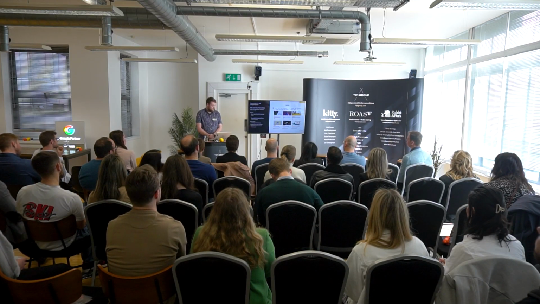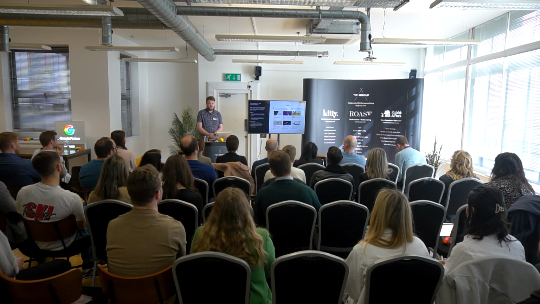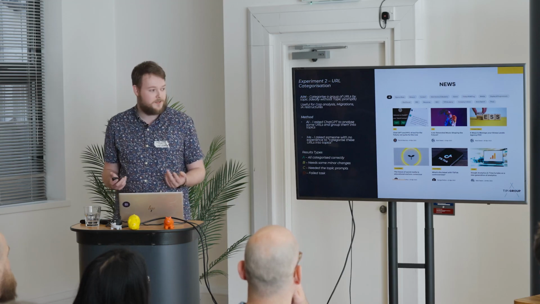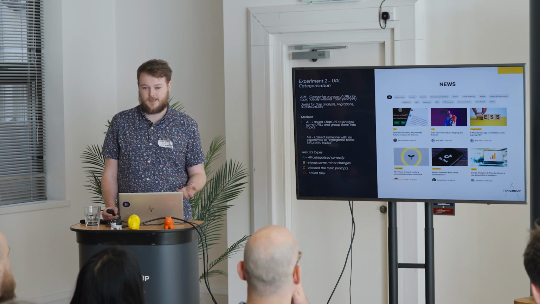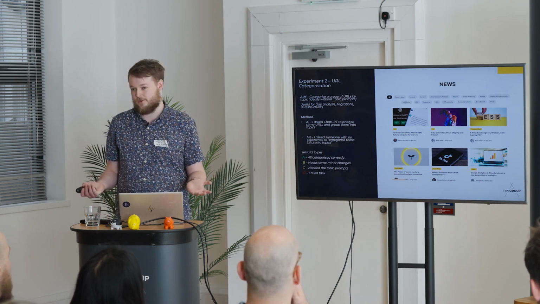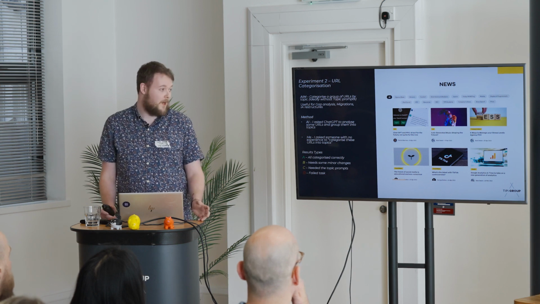So the second example we used was URL categorization. This is something we do a lot of the time for migrations, gap analysis, keyword research, that sort of stuff. You want to know what you've got on your site and what you're covering, so you can find what you're not covering, that sort of thing.